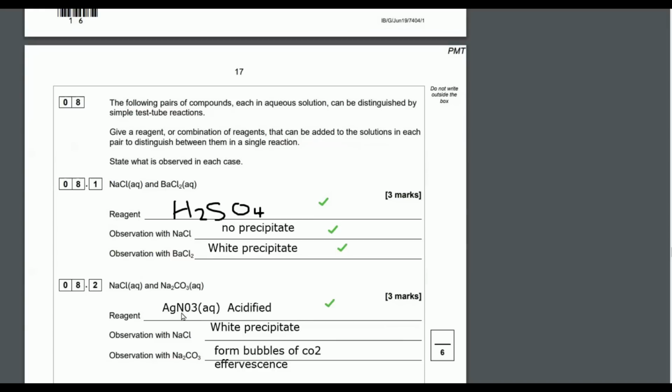So it's the acidified silver nitrate. We get the white precipitate with the chloride ions, which is silver chloride. If you had bromide ions, it'd be cream. If you had iodide ions, it'd be yellow. And we get bubbles of carbon dioxide with sodium carbonate. So the trick here was to find one reagent that reacts with all. And here we go. That's the end of that.